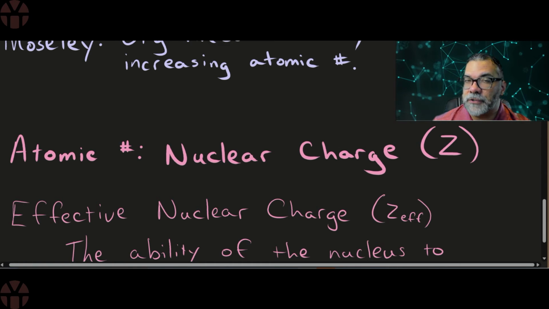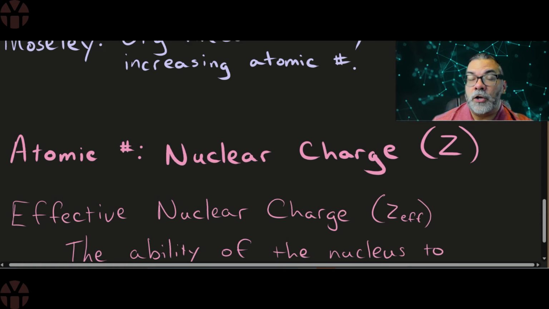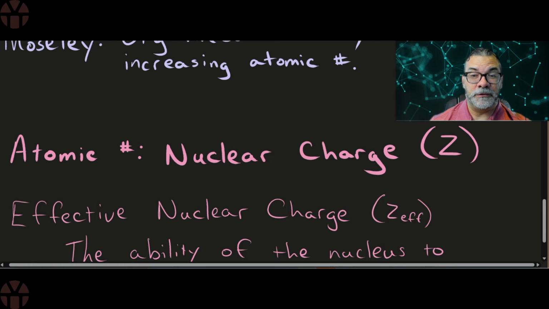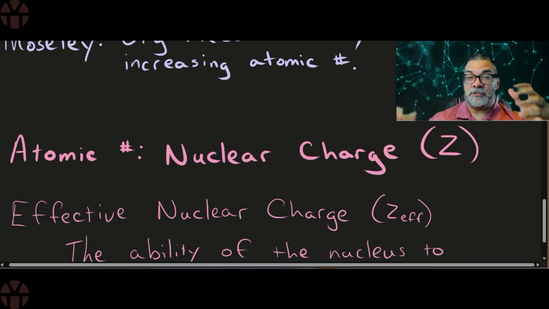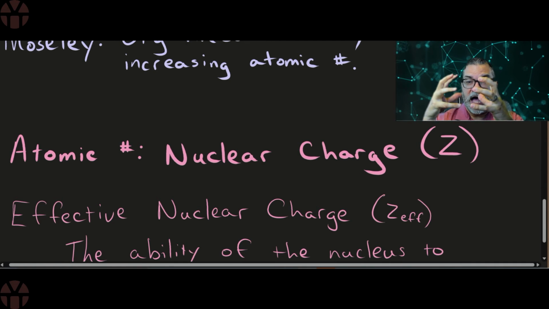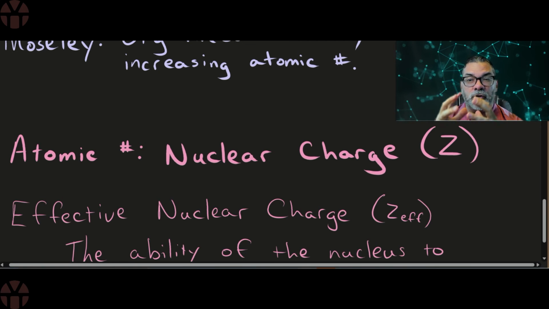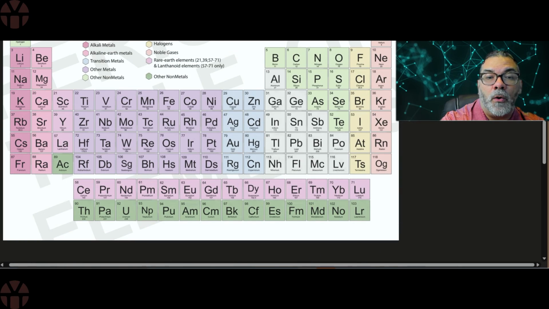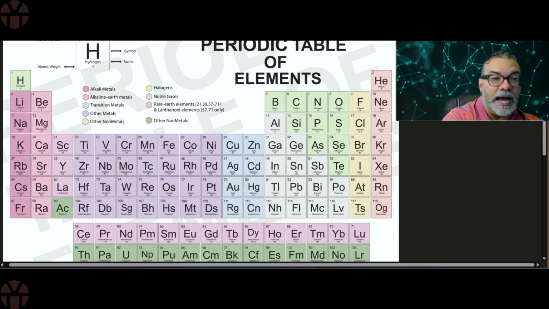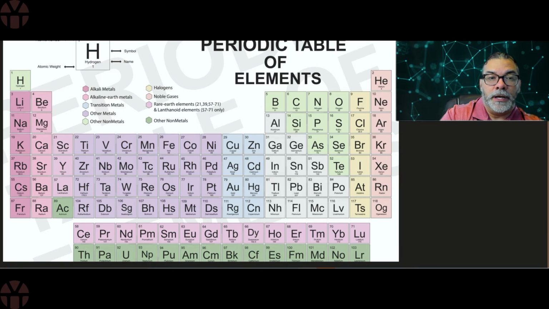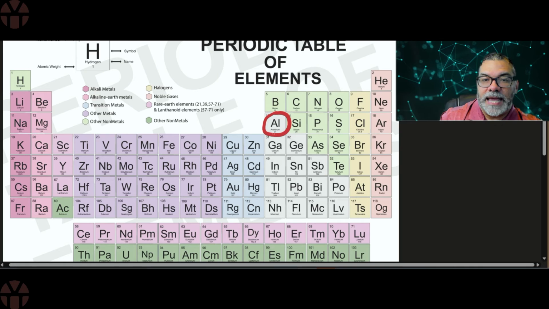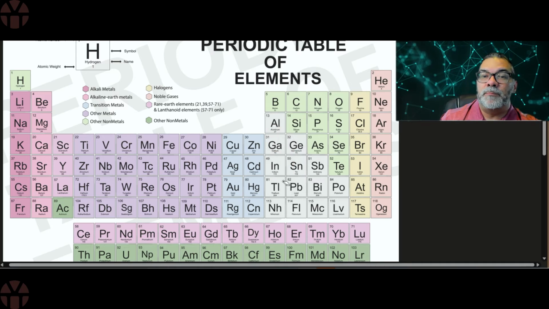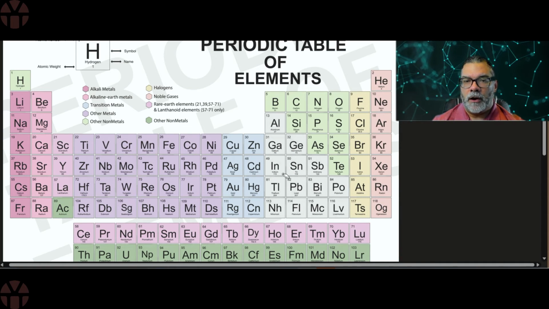But here's where it gets tricky. If a nucleus is getting more and more positive, then in theory, the more protons you have in the nucleus, the smaller atoms should get, because those protons should hug and pull all the electrons closer and closer in. And what we find is the exact opposite. As we go down the periodic table, if I compare something like aluminum to gallium to indium, I find that as I go down, the atoms are getting bigger. They're increasing in size.